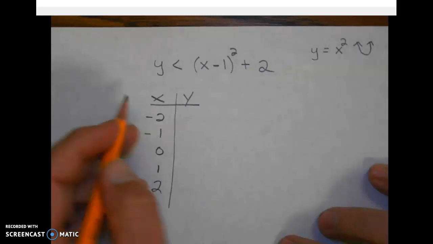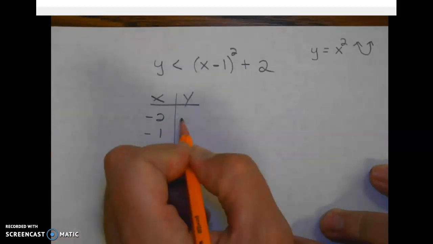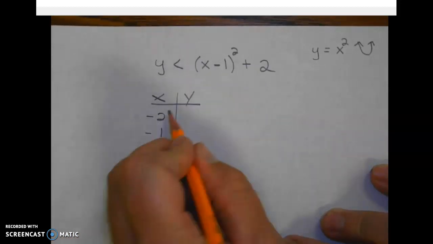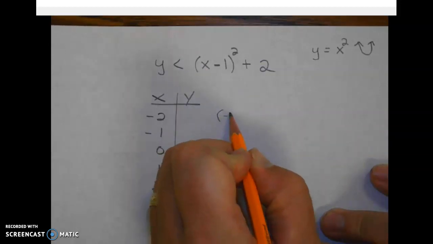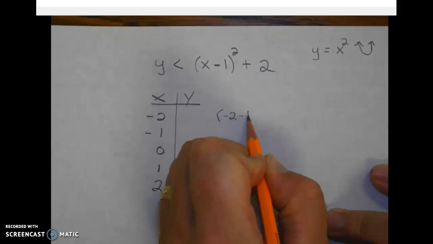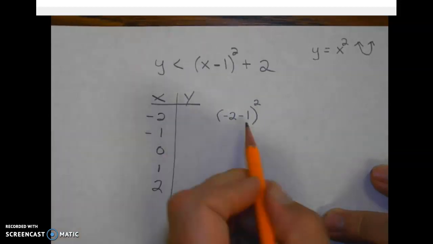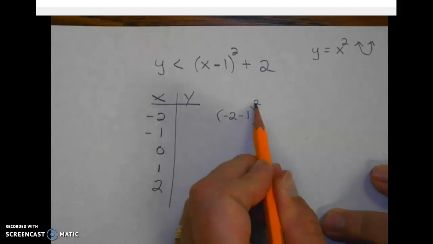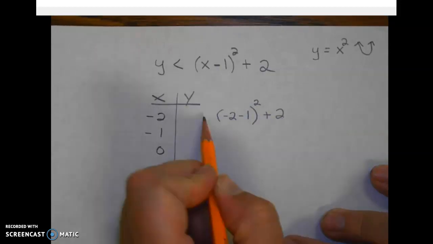So doing the math here, we're going to go ahead and start by inputting the -2 in. So to calculate the Y value, we're going to plug -2 in for X. So -2, I'll show the work for the first one and then we'll do the other ones in our head. So -2 minus 1 is going to be -3. -3 squared is 9. 9 plus 2 is 11.